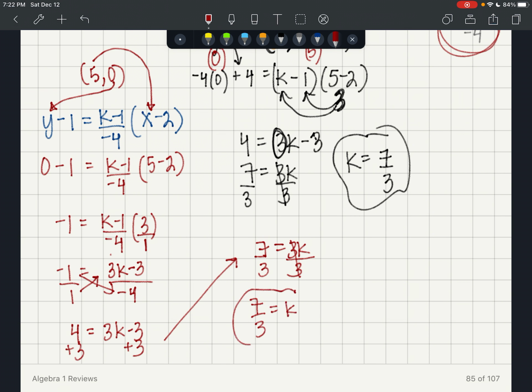So really what this is doing is it's testing to make sure that you can manipulate the algebra. You can work with fractions and you can move things from side to side.